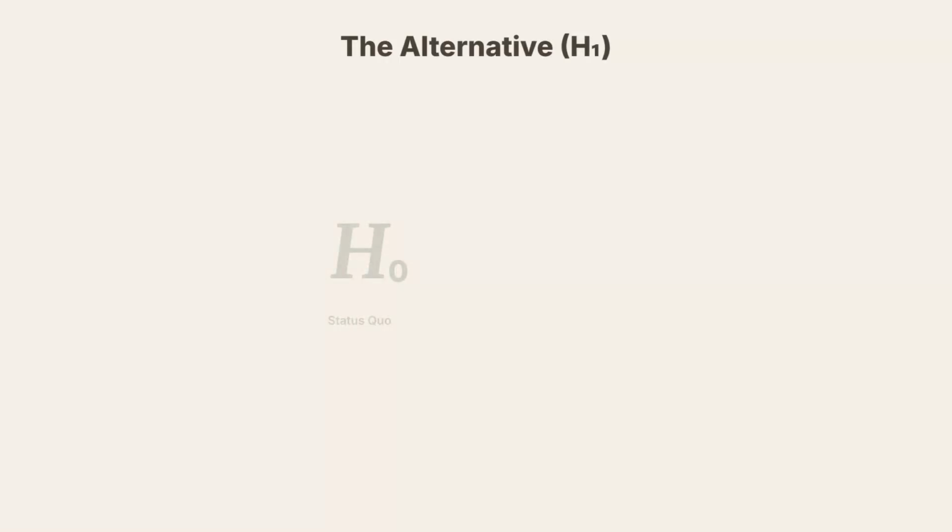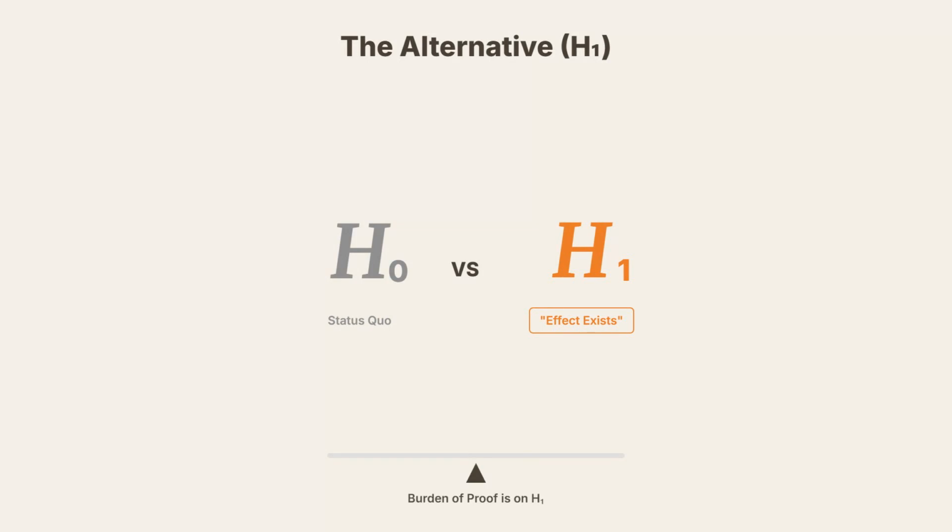Opposing the null is H1, the alternative hypothesis. This is the challenger. This represents the outcome we hope for. The effect exists, or Model B is better than Model A. Visualized as a scale, the burden of proof rests entirely on H1. The scale starts tipped against it.